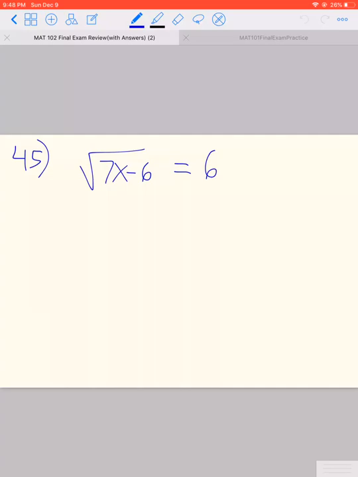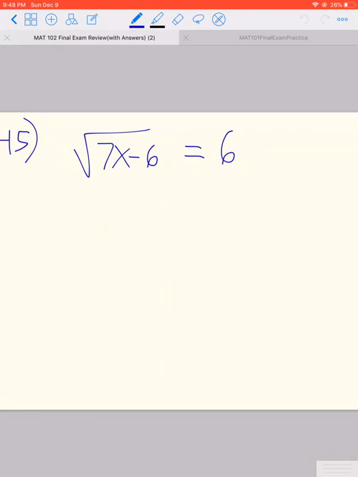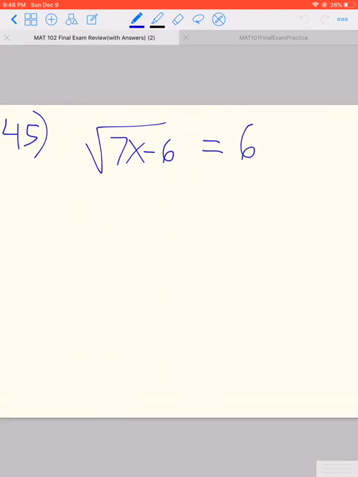Let's now take a look at question number 45. This is one of our radical equations. In order to solve these, what you want to do is get a square root by itself on one side of the equation, and then you can go ahead and square both sides.